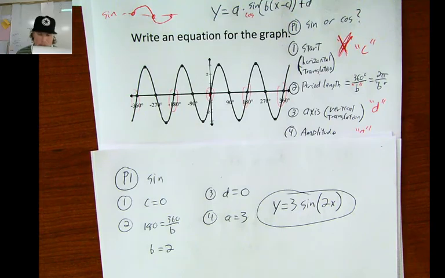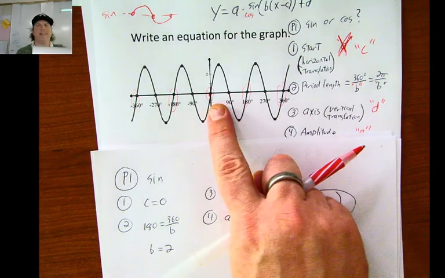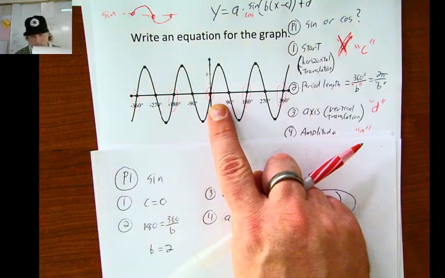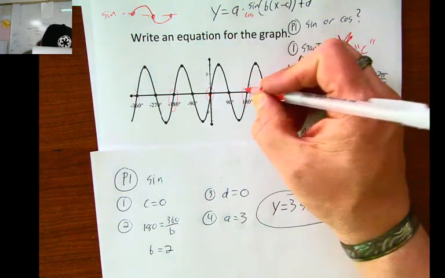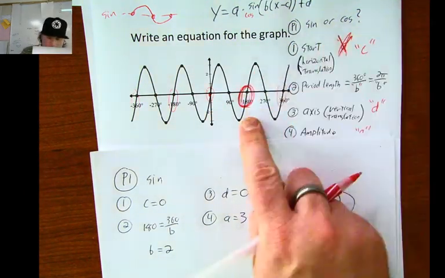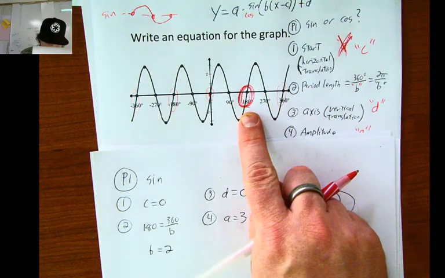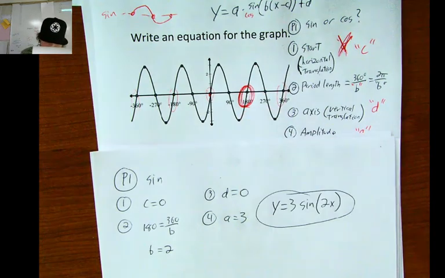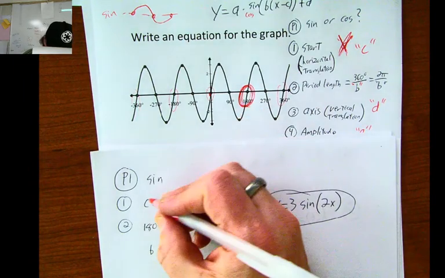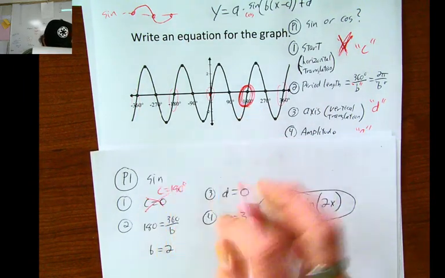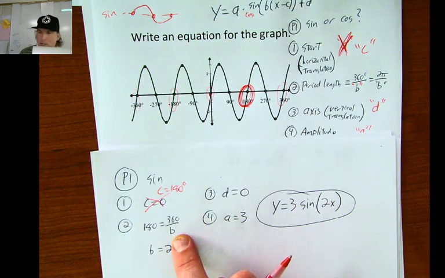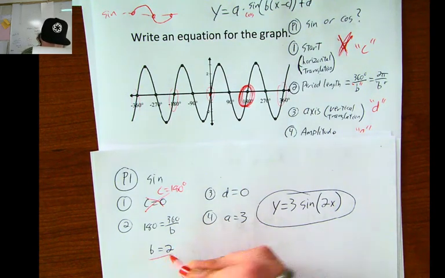Suppose I don't like starting my graphs at 0. I like starting my graphs at the first positive value. So let's say you wanted to start at 180 degrees. Well then, that's your horizontal translation that's affecting. So now C would be 180 degrees. It's not going to affect the period length, so B would still be 2.